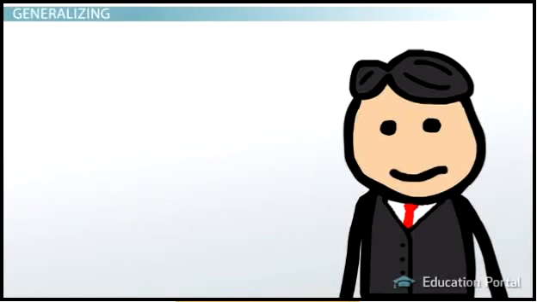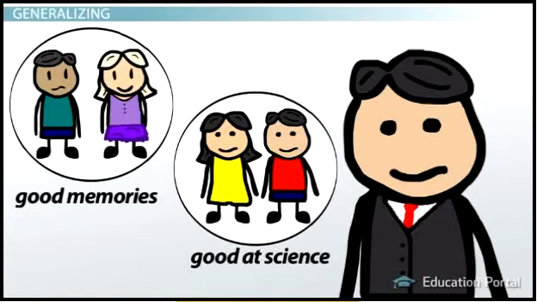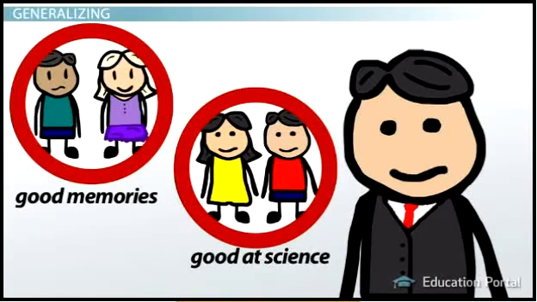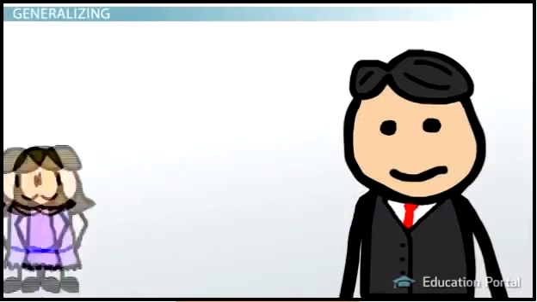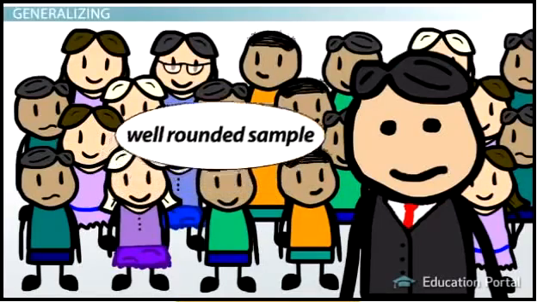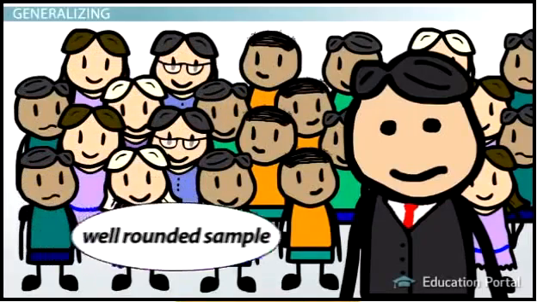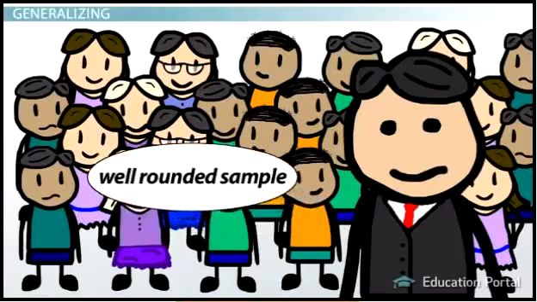What if Matt only chooses children who are good at science? What if he only chooses ones who have good memories? Then the results of his study won't say anything about the population at large. If Matt only wants to talk about children who are good at science and have good memories, then his sample is okay because it represents his population. But remember that his population isn't kids who are good at science and have good memories. Instead, his population is every student in the district. That means that he needs some kids who are good at science and some kids who are bad at science. He needs some kids who have good memories and some who can't remember anything.